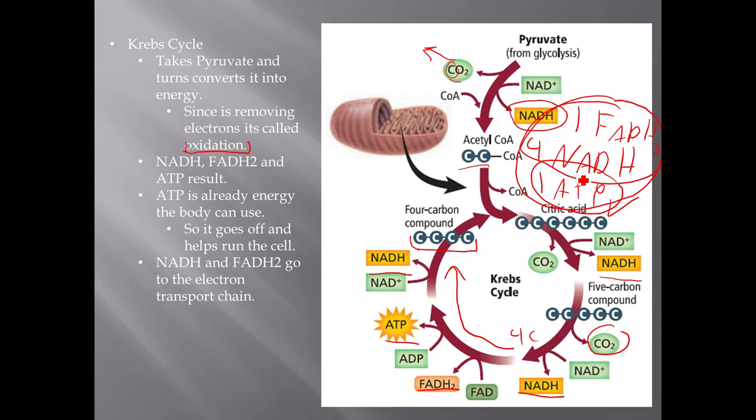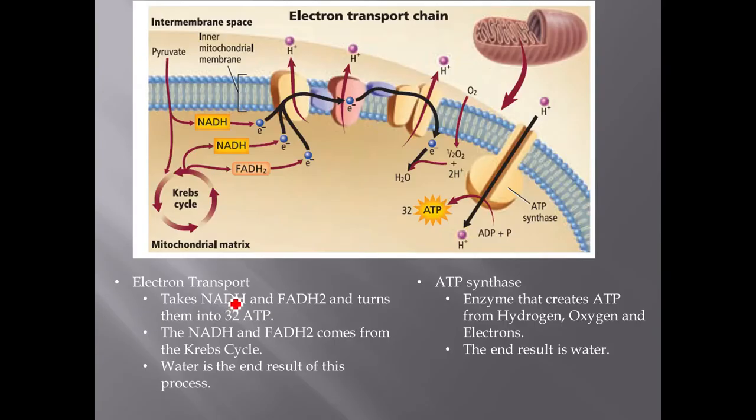The next step is that the FADH2 and the NADH are going to go to what's called the electron transport chain, which is the next step here. The electron transport chain, guys, basically takes the molecules you got right here and it turns them into the ATP you are going to want to use for energy. And it does that through a couple of things.